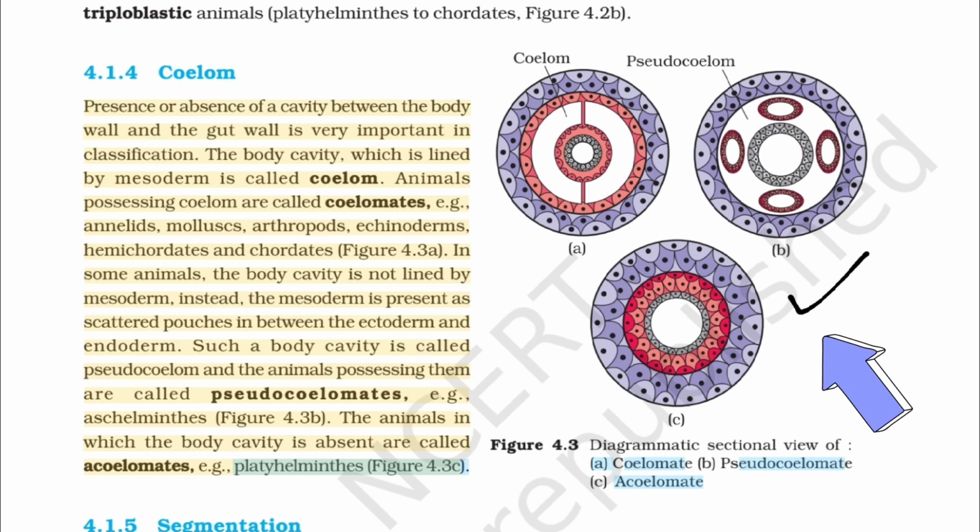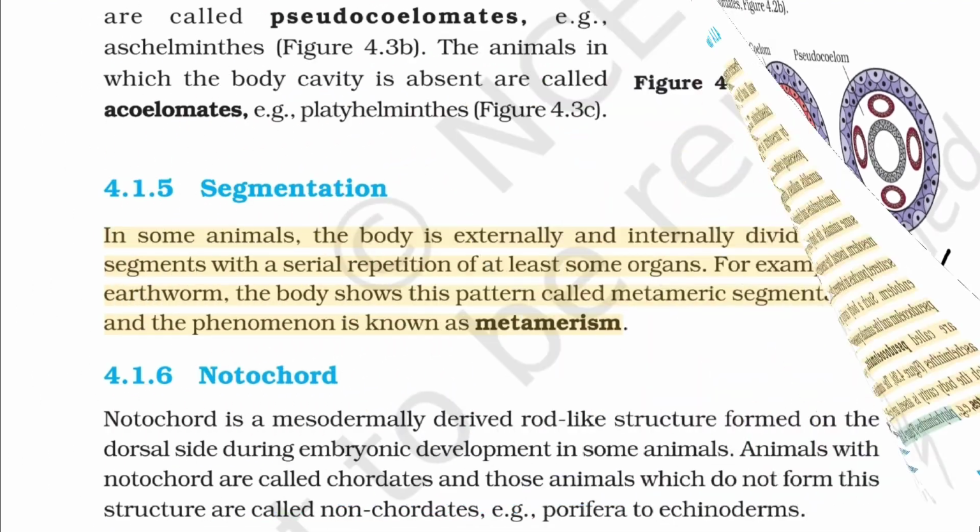In some animals, the body cavity is not lined by mesoderm. Instead, the mesoderm is present as scattered pouches in between the ectoderm and endoderm. Such a body cavity is called pseudocoelom, and the animals possessing them are called pseudocoelomates, for example, aschelminths, figure 4.3b. The animals in which the body cavity is absent are called acoelomates, for example, platyhelminths, figure 4.3c.